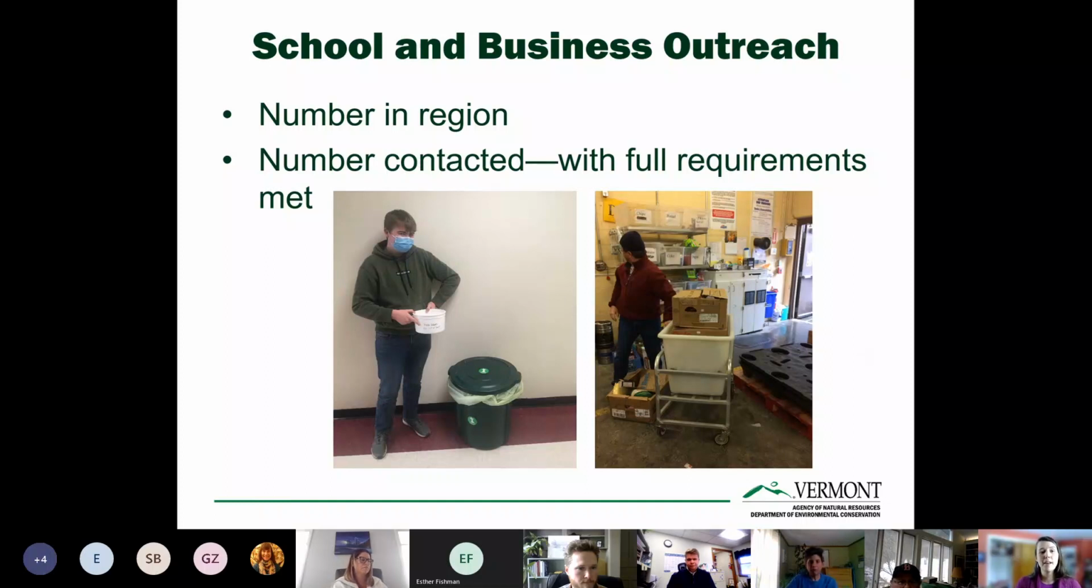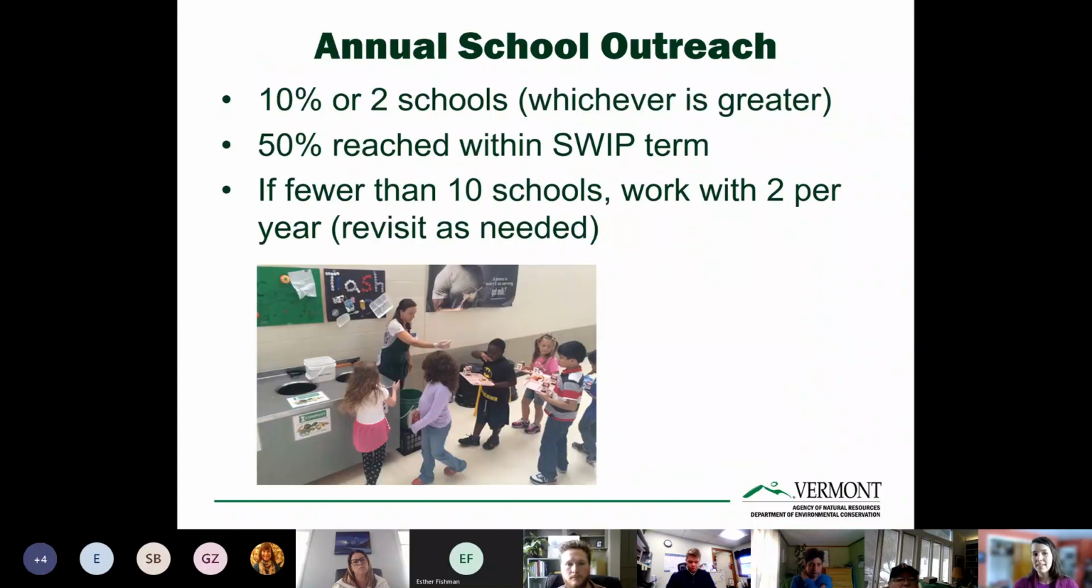And then we're looking for the number contacted. Here it's the number that you contacted with all of the requirements met. So maybe you also contacted a whole bunch on just one topic. That's great, but we're not looking for that number here. We're just looking for the number that you did complete outreach to. And what complete means is different for schools and businesses.